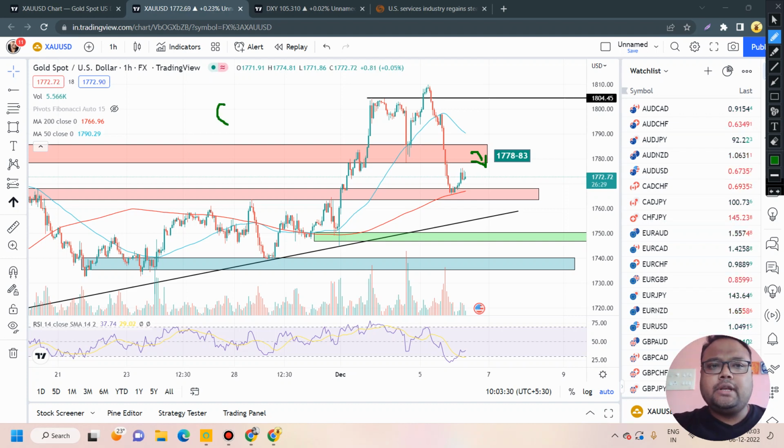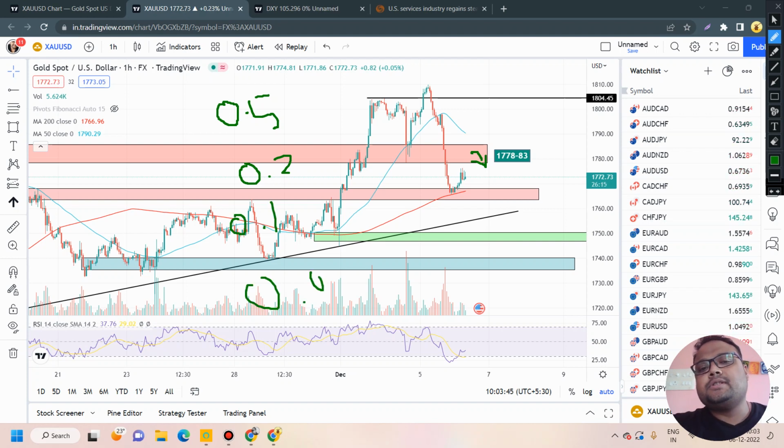Let's say you usually take a lot size of 0.5, and right now in this market situation, try to reduce the lot size by 50%, or try to take a lot size of 0.2, or if you usually take a lot size of 0.1, then try to take a lot size of 0.05, because right now we are not very sure about the levels.